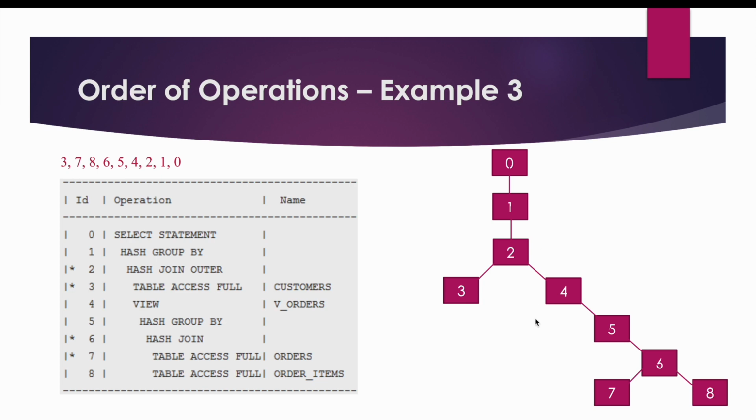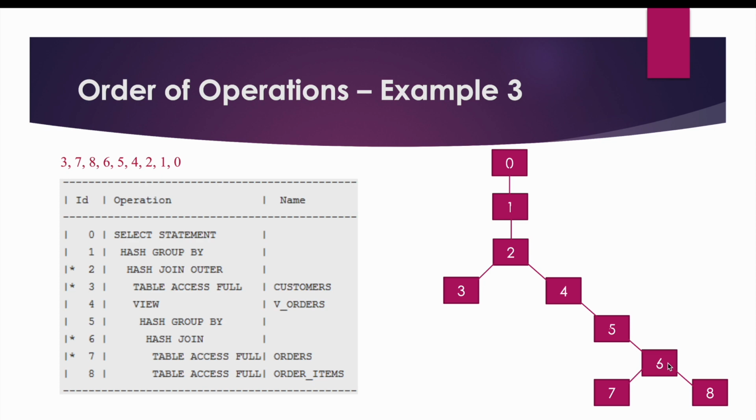Now in order to read the order of operation, we have to look at this execution plan from bottom to top and left to right. Now if we see from left to right, operation number 3 will get executed first. So operation 3 will get executed, followed by operation number 2. Now in order for operation number 2 to execute, all its children should execute first, that is 4, 5 and 6.